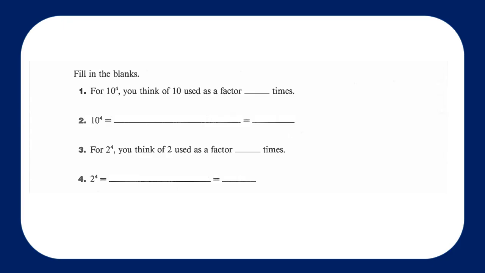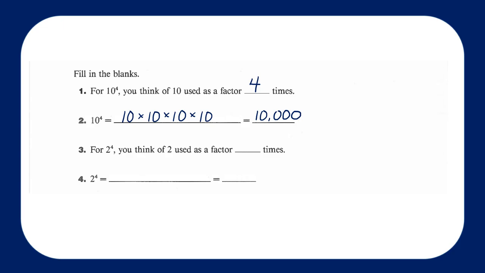Fill in the blanks. Question 1. For 10 to the 4th power, you think of 10 used as a factor 4 times. Question 2. 10 to the 4th power equals 10 times 10 times 10 times 10. This equals 10,000.